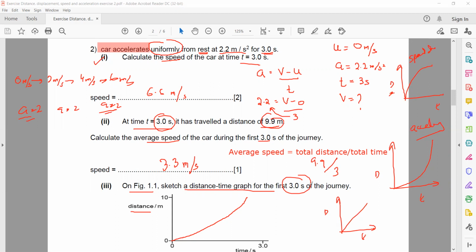Is it clear? Yes, sir. Accelerate uniformly means acceleration is constant and speed continues to increase. Is it clear to everyone?